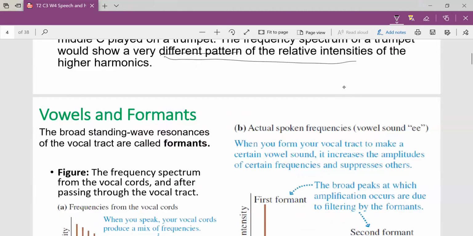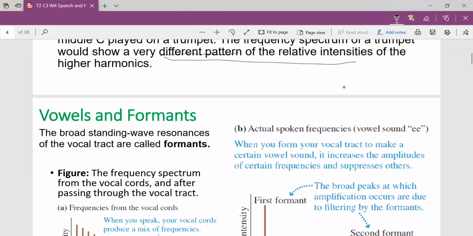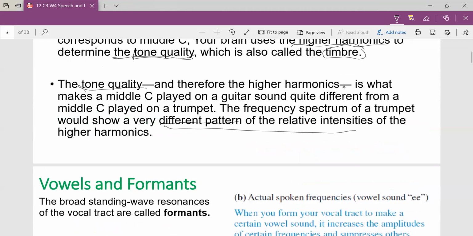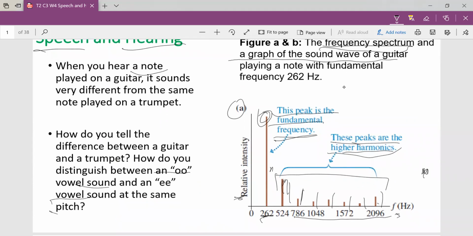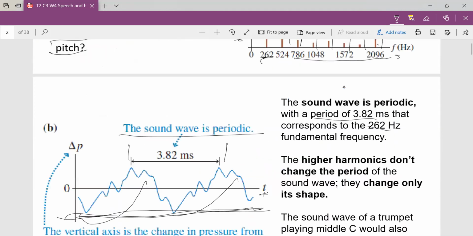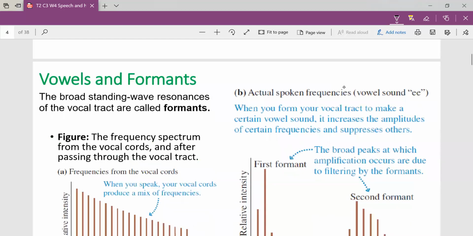So proceed to vowels and formants. Now, at the beginning of this lecture, we mentioned that outside differentiating notes, when we want to make different sounds as we speak as well, we speak at different pitch, but we're able to hear distinctly what we say and understand each other. But how does that happen?